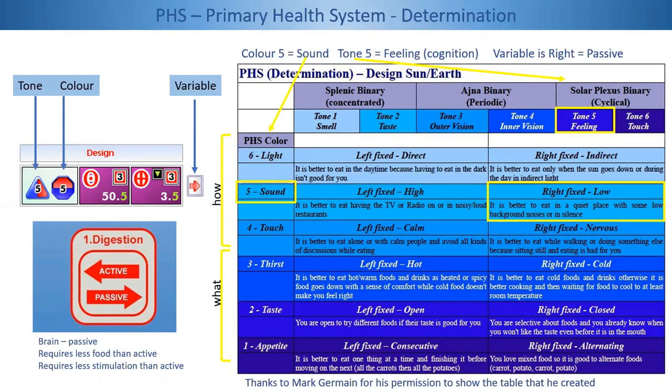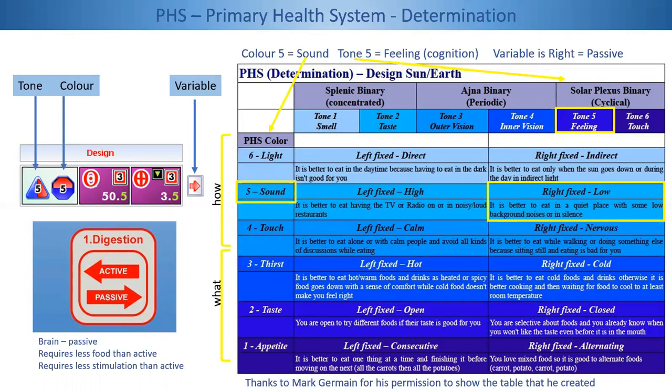Mark Germain is a projector who's been in the experiment for quite a number of years now. So we read off this chart. So you read first of all the colour. So we're reading down saying colour is 5, so that's sound. So sound is going to be an important factor for this person in how they digest. And then we read off the tone, and the tone is 5, which is feeling.